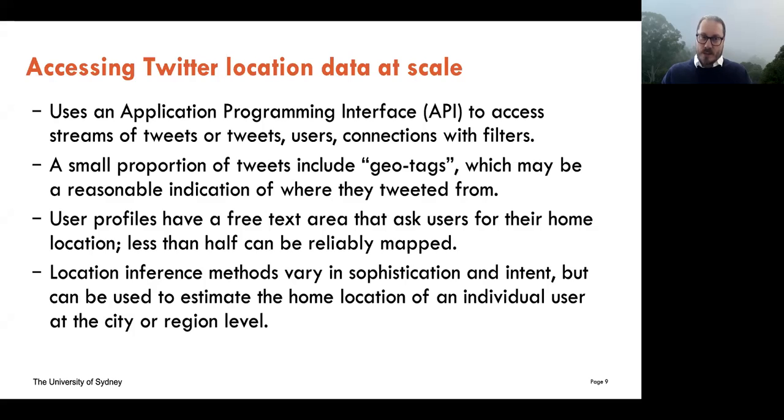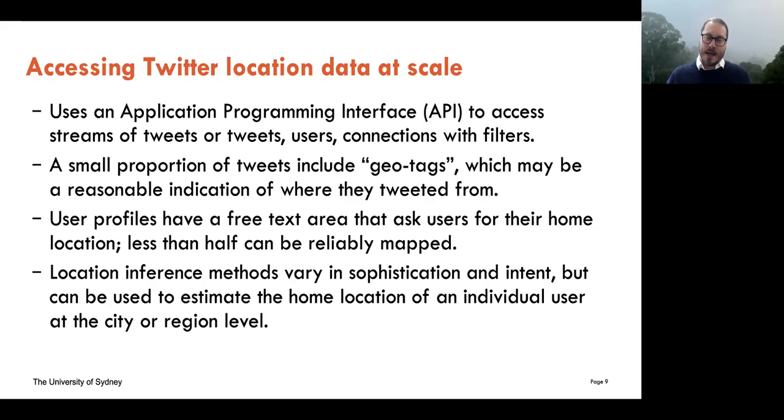So I already mentioned that user profiles have information about the user, but they also have a specific field in the user profile where you can take information about where someone lives or their home location. That's free text, so you can essentially write whatever you want. In my case, I write Sydney, Australia, and so it's possible to take that information and work out that I probably live in Sydney, Australia. You could also write Mars if you wanted to. So that doesn't always work, and around half of the user profiles can be reliably mapped.